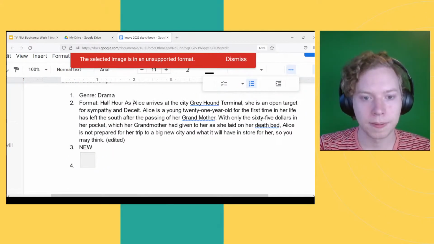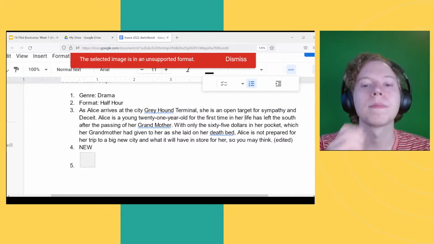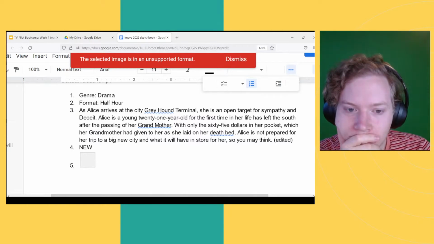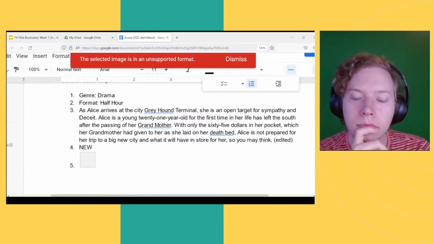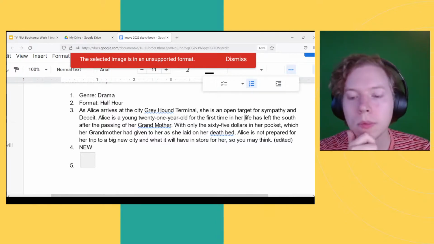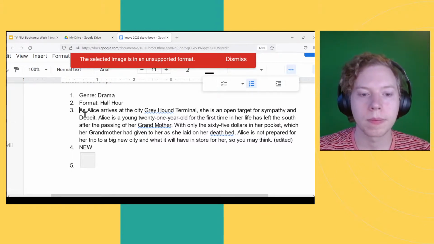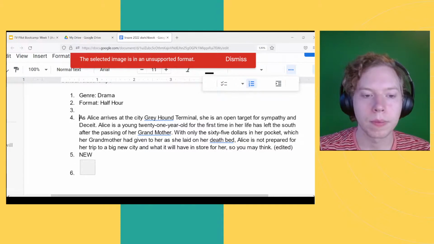Okay. As Alice arrives at the city Greyhound terminal, she's an open target for sympathy and deceit. Alice is a young 21-year-old and for the first time in her life has left the South after the passing of her grandmother. With only $65 in her pocket, which her grandmother had given to her as she laid on her deathbed, Alice is not prepared for her trip to a big new city and what it will have in store for her. So you may think.